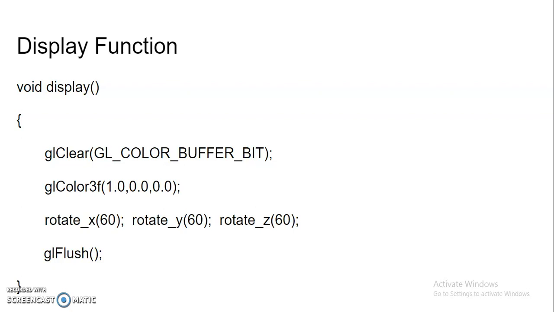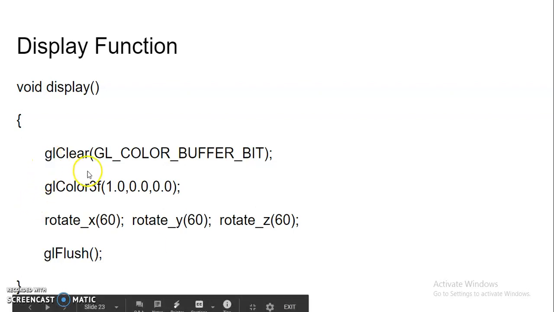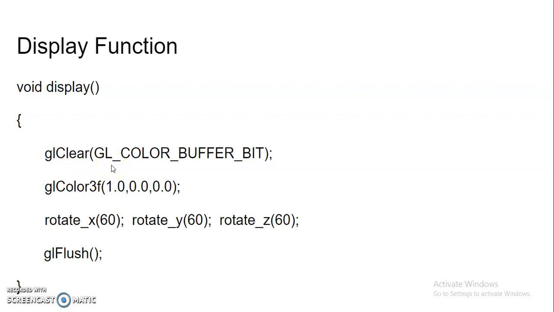In the display function, before, we are using two statements, glColor and glColor3f. As you know, these two lines are for setting the color of an object. Here we can see glColor3f 1.0, 0.0, 0.0. It means our object will have red color. After that, we will call rotateX, rotateY, rotateZ. And the 60 indicates that the angle of rotation is 60.